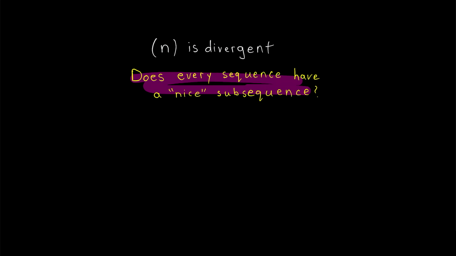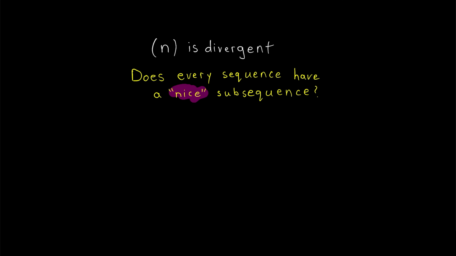We've talked a good deal about sequences and subsequences. Certainly, we've seen that not every sequence behaves nicely. Converging is a pretty nice behavior, and the sequence of natural numbers, for example, is divergent. Although not every sequence behaves nicely, every sequence has subsequences, and so we may be interested in the question, does every sequence have a nice subsequence? The answer to this, of course, depends on what we mean by nice.